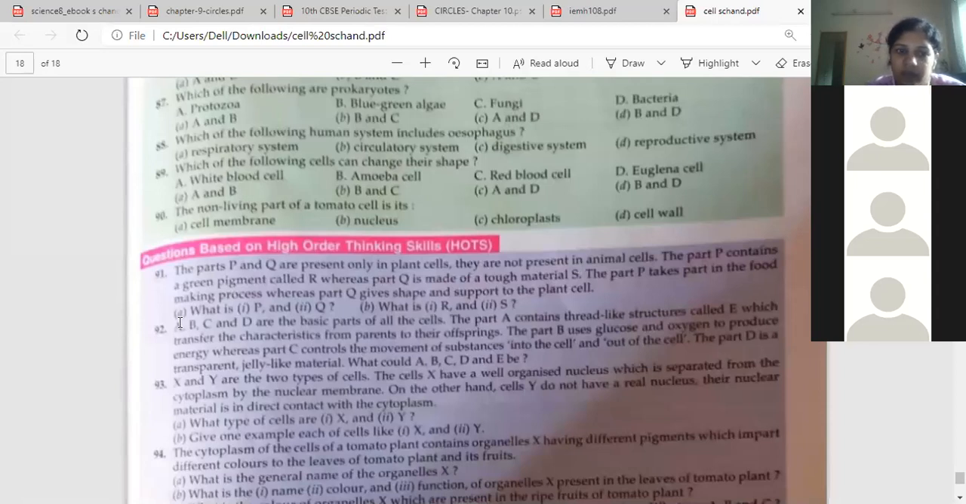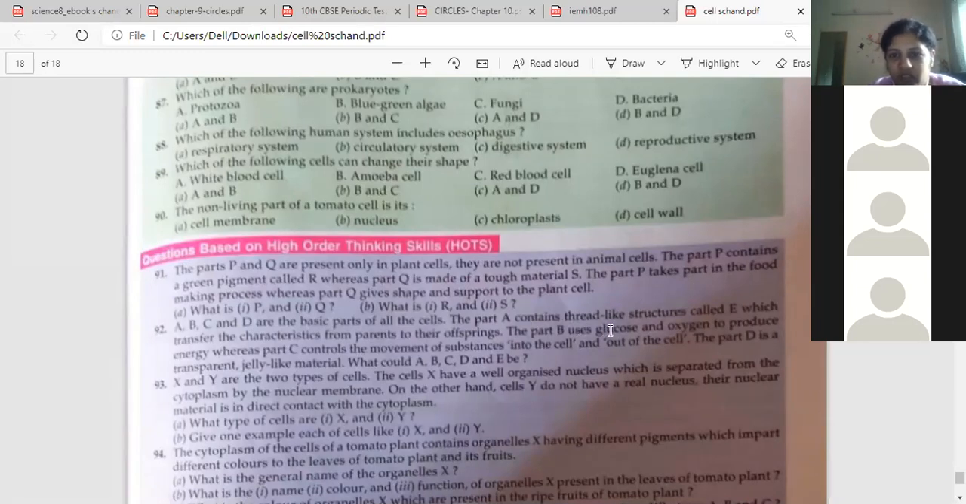A, B, C and D are the basic parts of all the cells. The part A contains thread-like structures called E. What is it? A is the nucleus and E is chromatin, thread-like structures which transfer the characters from parents to their offspring. Genes we can consider. E can be genes also.